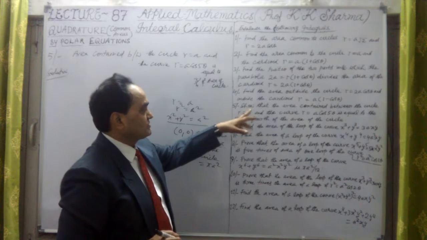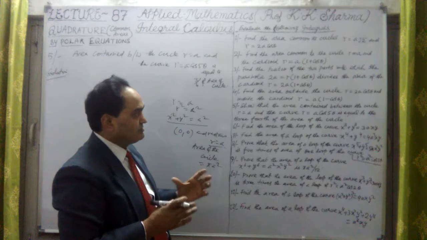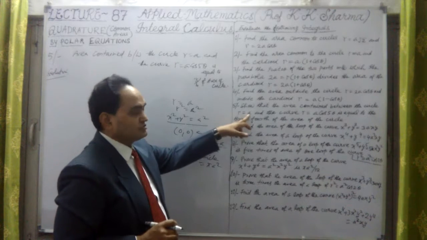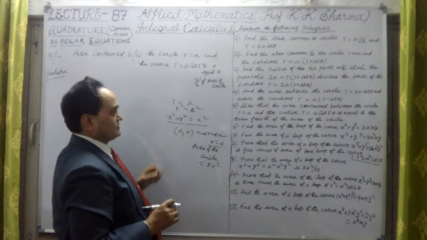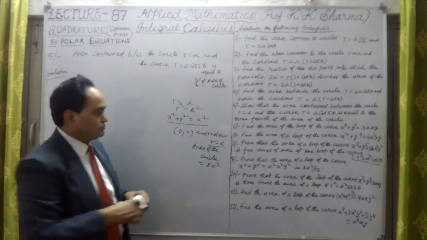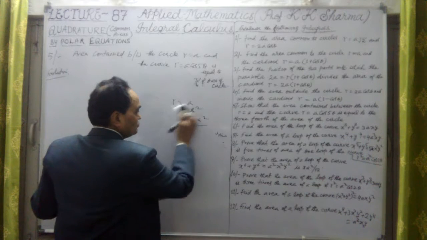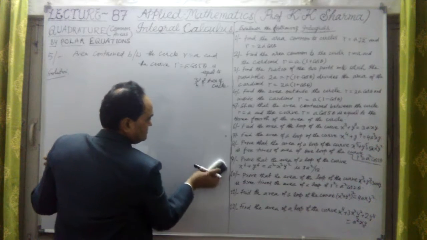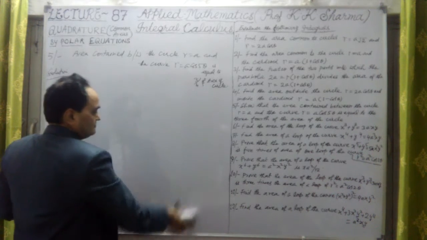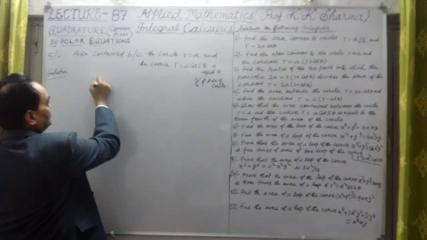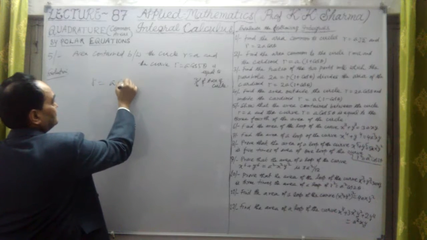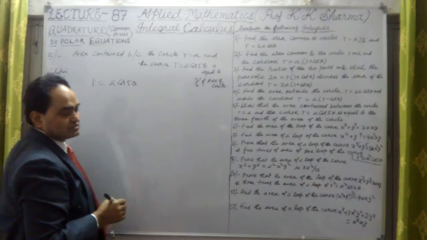Now it says to show that the area contained between the circle r is equal to a and the curve r equal to a cos 5 theta. Now let me explain that cos 5 theta. What kind of curve is this, and what will the figure be? First of all, let me solve the curve. Here r is equal to a cos 5 theta. What kind of curve is this?